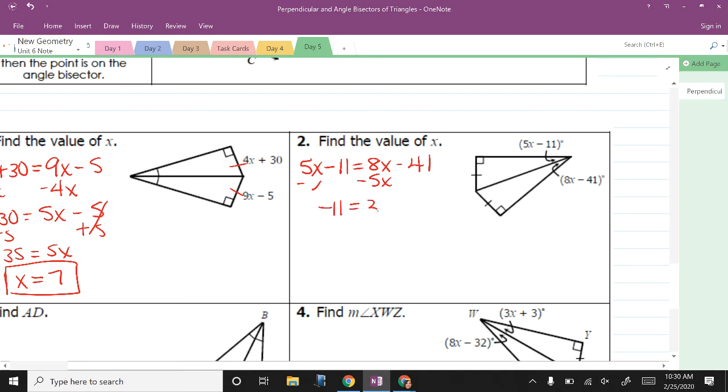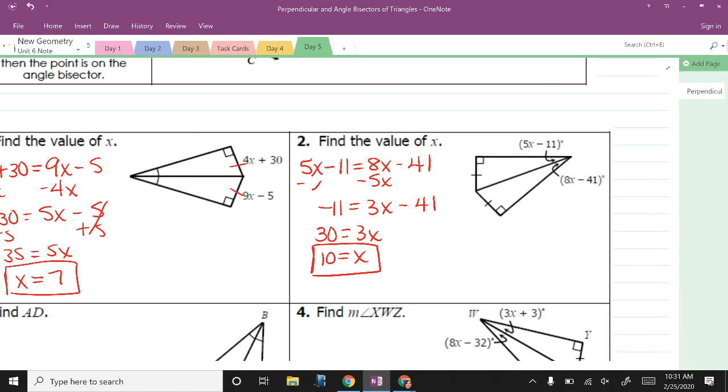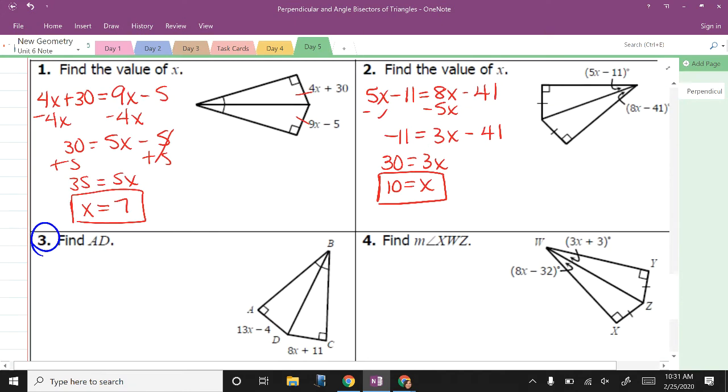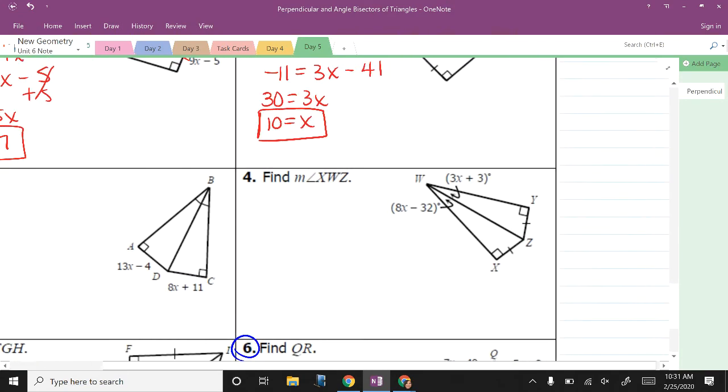Negative 11 equals 3x minus 41. Add 41. What do I get when I add 41 to both sides? 30 equals 3x. Divide by 3 and x equals 10, right? Now, it did not say to find the angle measures, but could we if we wanted to? Yes, and when you do that, if you're finding angle measures, you put what units on your angle measures? A degree symbol. Okay, so let's just do number 4 together.